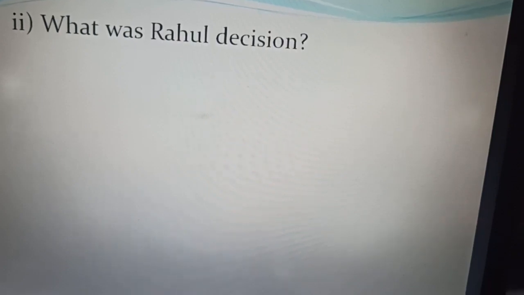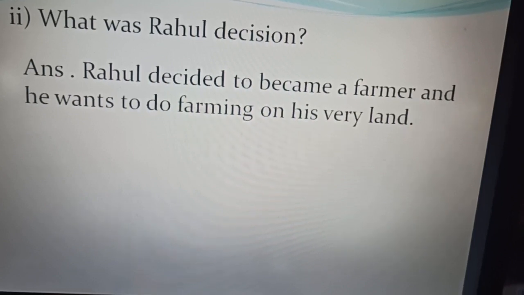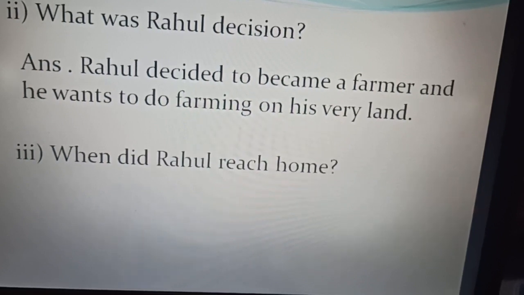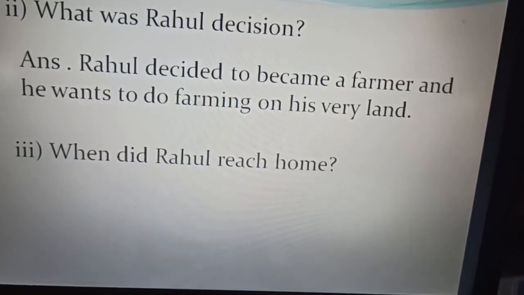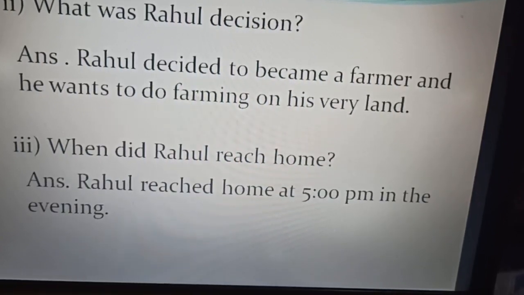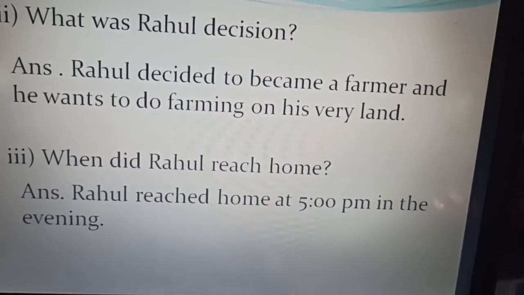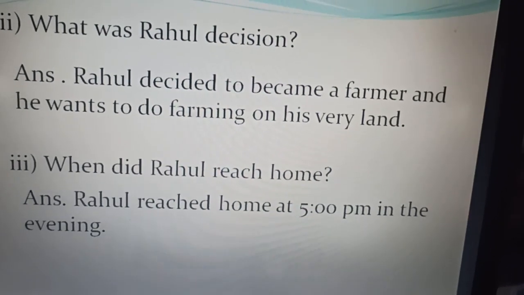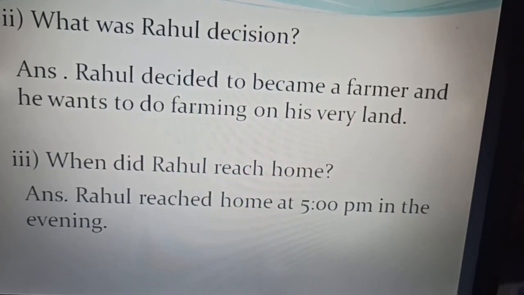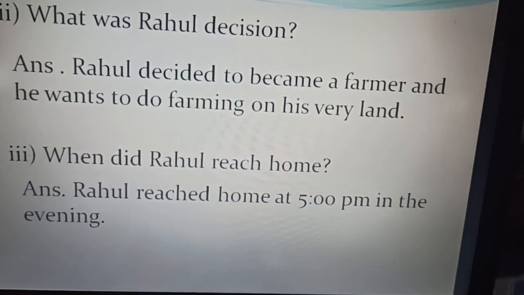What was Rahul's decision? Rahul decided to become a farmer and he wanted to do farming on his land. When did Rahul reach home? Rahul reached home at 5 p.m. in the evening. You very well know in the story it was told that he had to walk and that's why he was late. And he reached home at 5 p.m. in the evening.